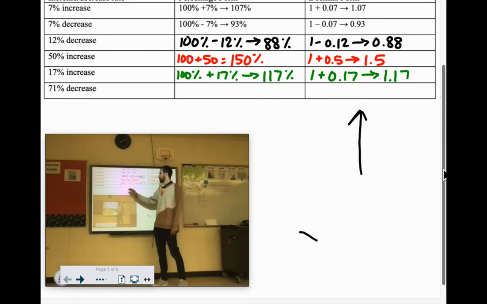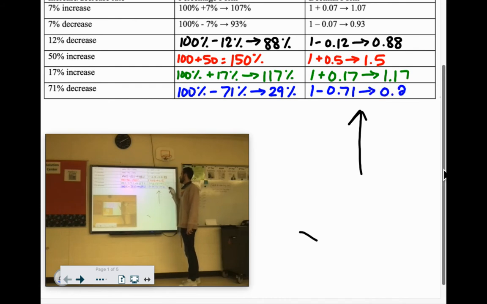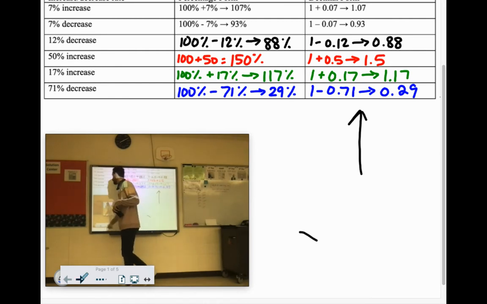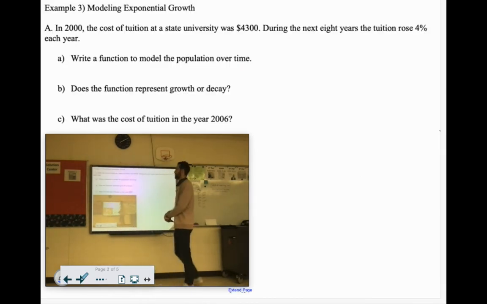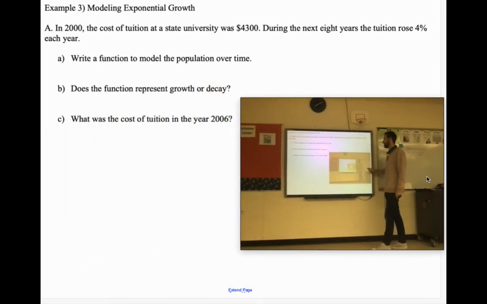Last one, 71% decrease. 100% minus 71% would give us 29%. It retains 29% of its value each year. In decimal form, that would be 1 minus 0.71, which is 0.29. Let's get into the formula. Look at us modeling exponential growth. I hope you were singing along at home.